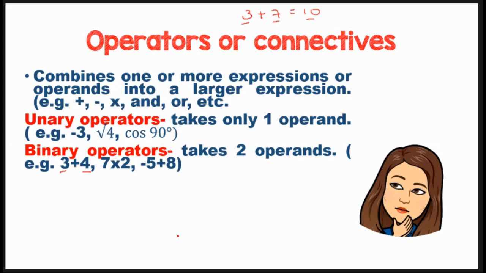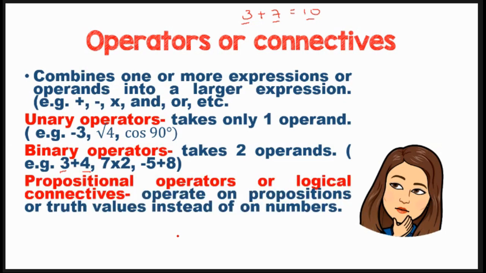This time, let's go to propositional operators or logical connectives. It operates on propositions or truth values instead of on numbers. So these are the samples. So this is for the negation, this is for and, this is for or, this is for implies, and this is for if and only if. We are going to delve deeper on these 5 propositional operators later.